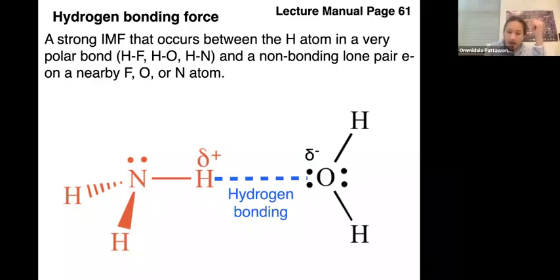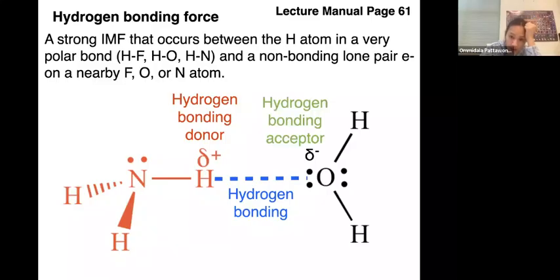Again, hydrogen bonding comes from the hydrogen that is going to interact with or be attracted to the lone pair of the nearby oxygen, fluorine, or nitrogen. But this hydrogen right here has to be bonded directly to nitrogen, oxygen, or fluorine. We call the partial positive hydrogen that is part of the hydrogen bonding the hydrogen bonding donor. And the oxygen lone pair is what we call the hydrogen bonding acceptor. So this accepts the hydrogen partial positive charge.